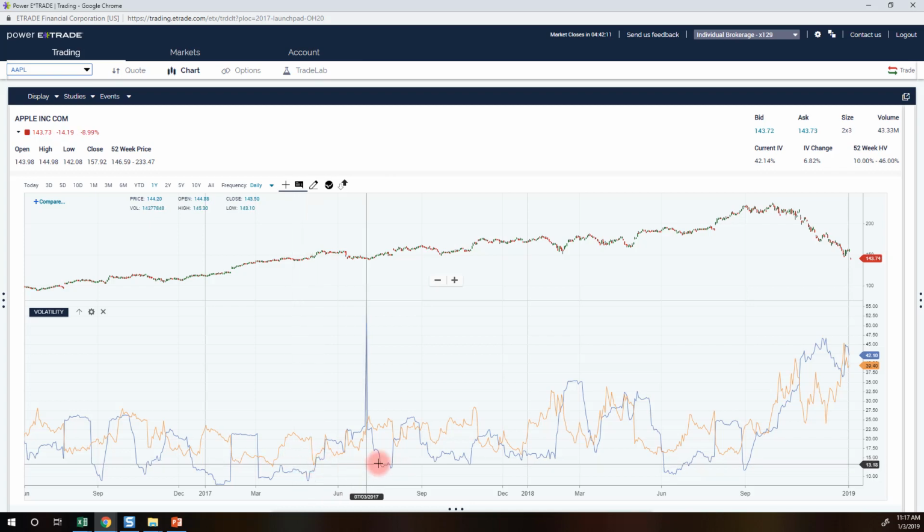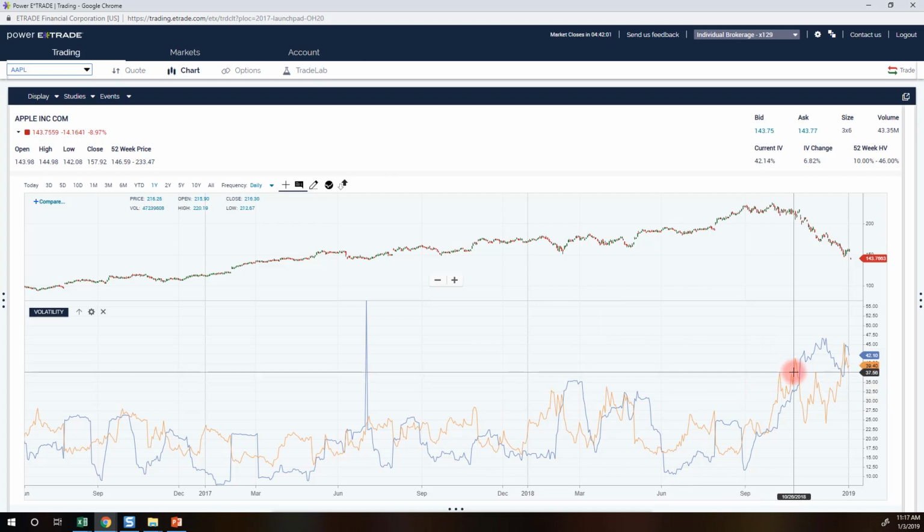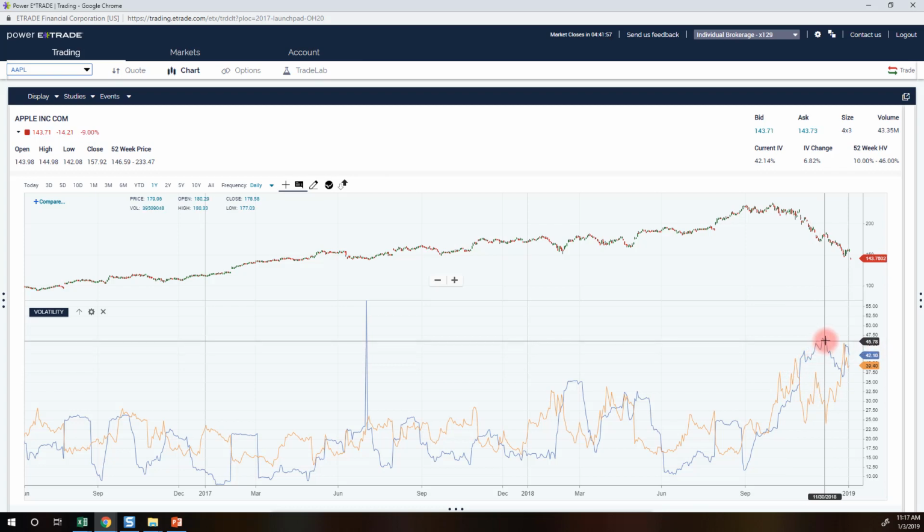But look what happens over time. We got into some fairly high levels here, about 28%. And then finally, when we got into October, November, December of last year, look at the volatility on the stock, way up here at 47, almost 47%. But the implied volatility was far down, about 25% down here. So what you're going to see is that they will tend to cross.